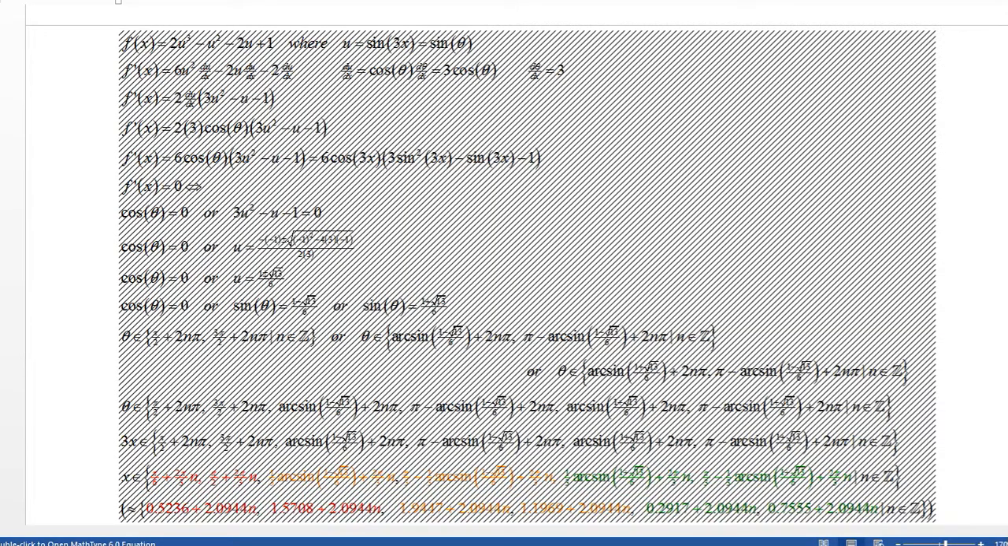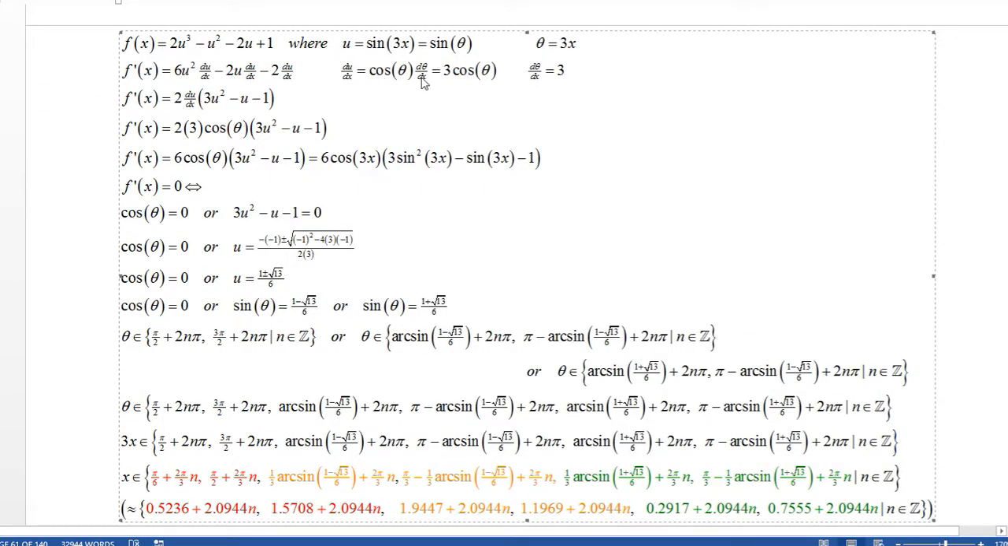And we'll need that. And so then this derivative is 3 cosine of theta. Okay, we can get it in terms of x later, but I'm just going to write it like that. All right. Now, what do we have here?